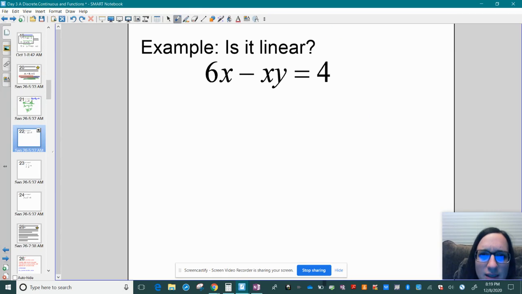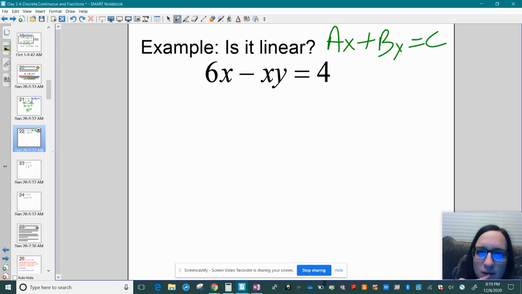So this one, is it linear? Well, the tough part here is that we need to get it into our ax plus by is equal to c. Now, if we divide by y to get the y out of there, the 6x will then have a y and the 4 will have a y, but the y will be gone. So we can't divide by y. We can't divide by x. We could factor out the x, but that wouldn't work either. This one, I don't think we can do.